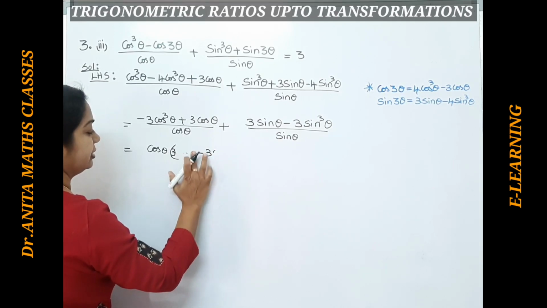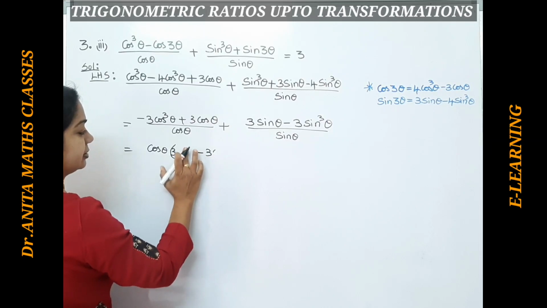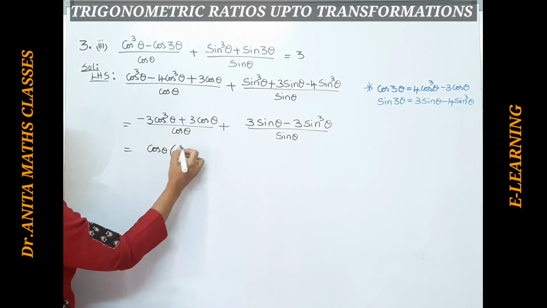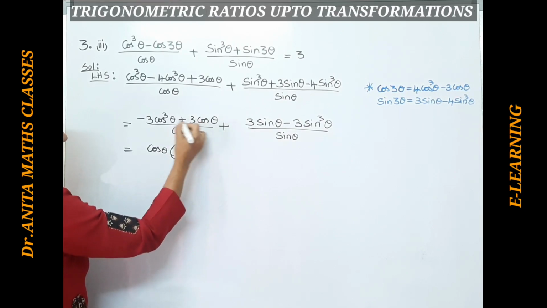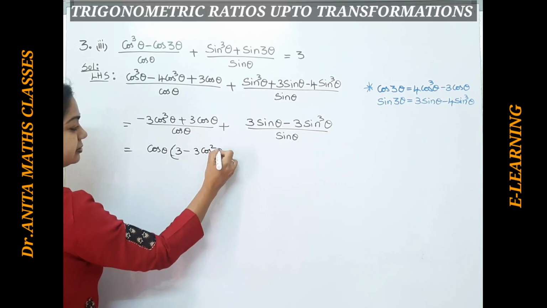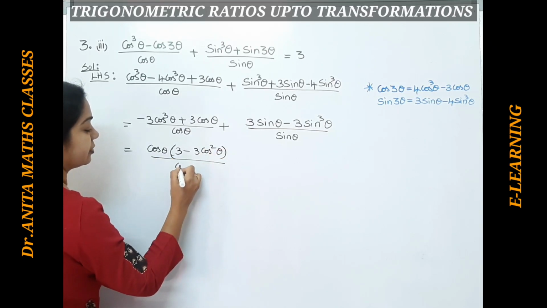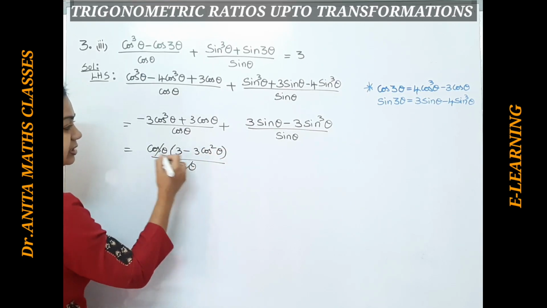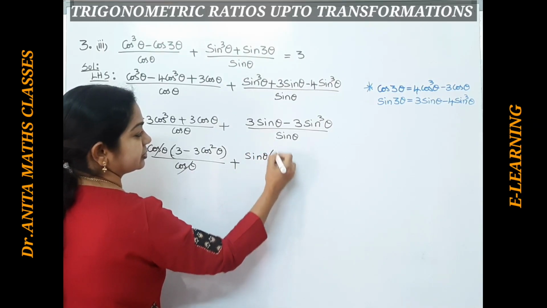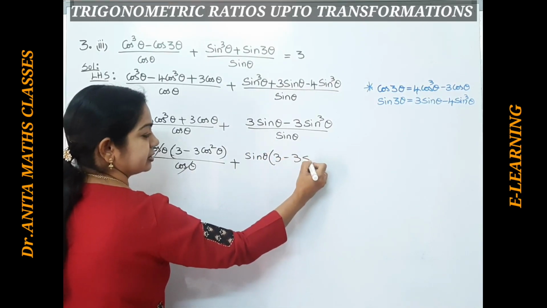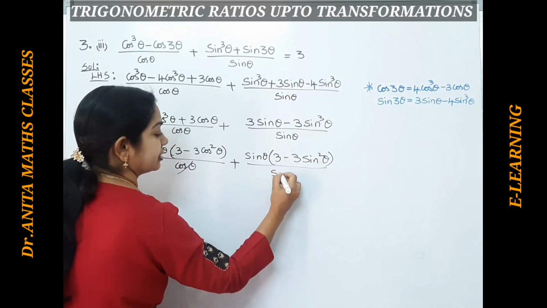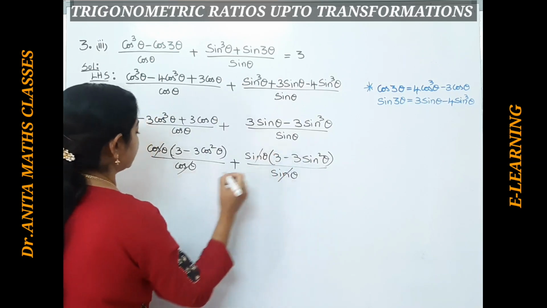I've taken only cos theta, so 3 from here and minus 3 cos square theta, divided by cos theta. So this gets cancelled. Similarly, I'll take sin theta so that it gets cancelled with the denominator. So sin theta, cancel it off.